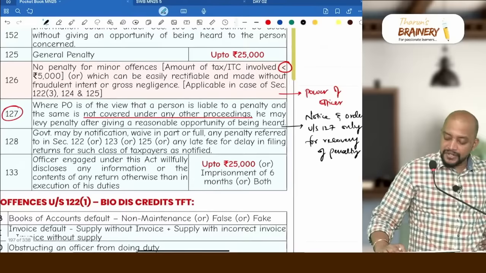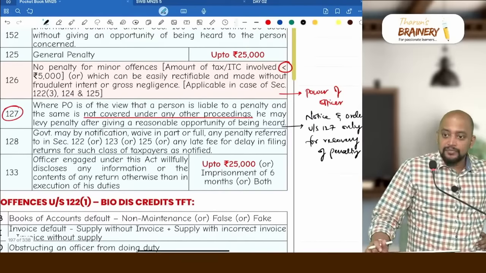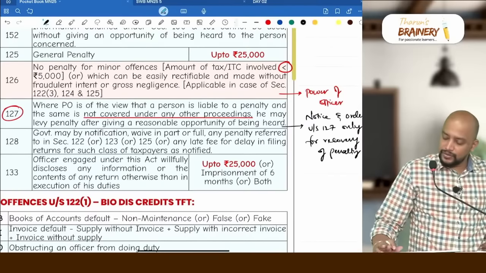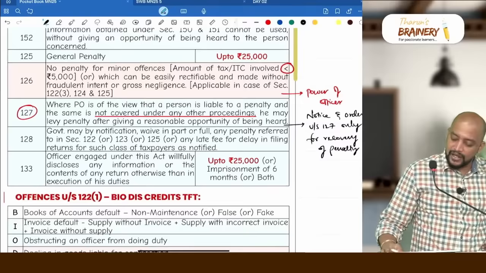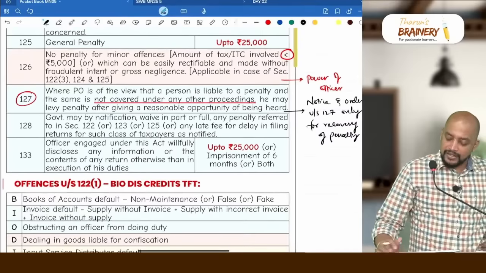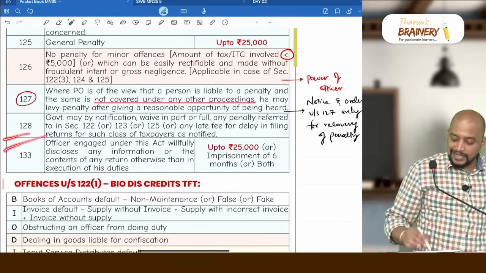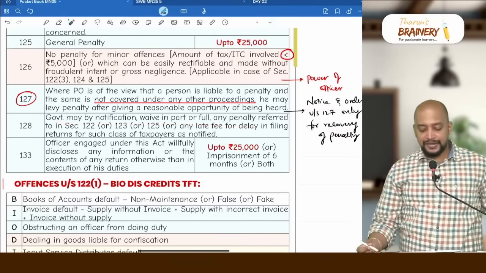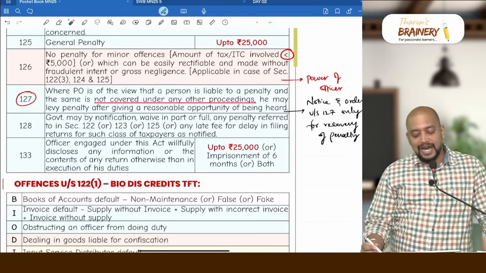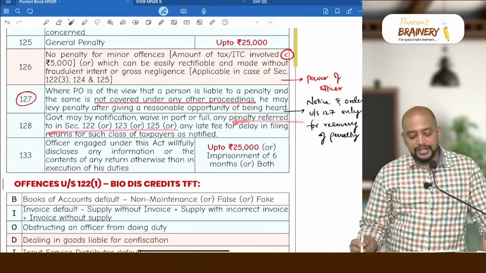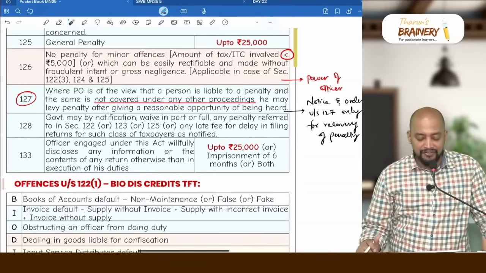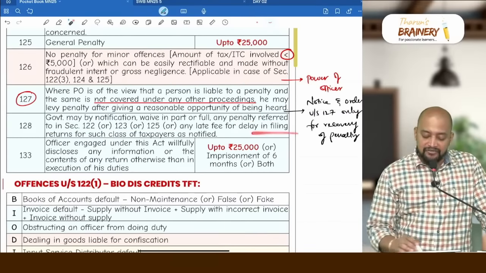Definitely if I want to make a question, I can make on this, because no one will write, 4 marks gone, okay, or 5 marks gone. Then section 128. Section 128, government may by notification waive in full or part any penalty referred to in section 122, 123, 125 or any late fee for delay in filing returns.